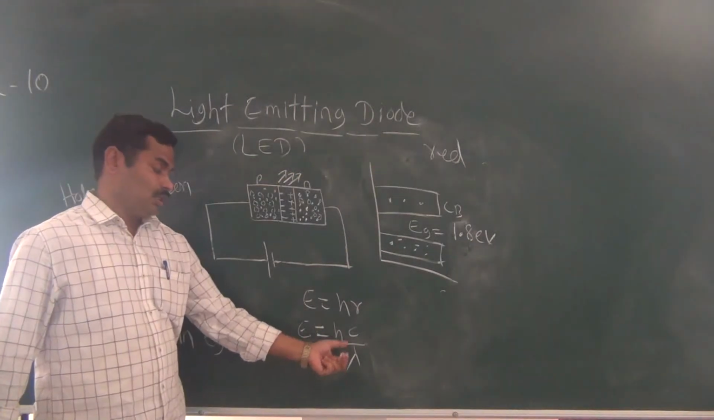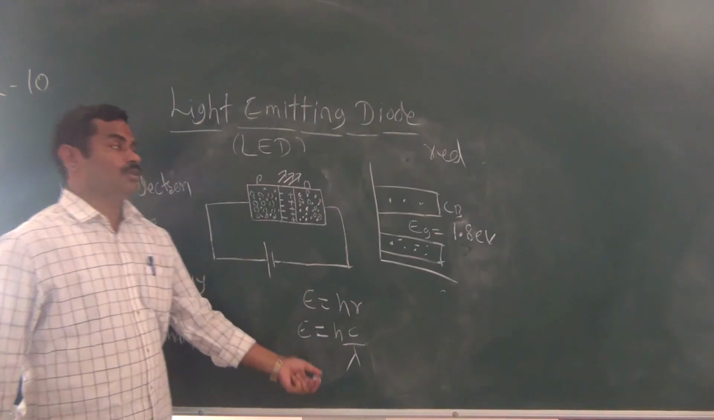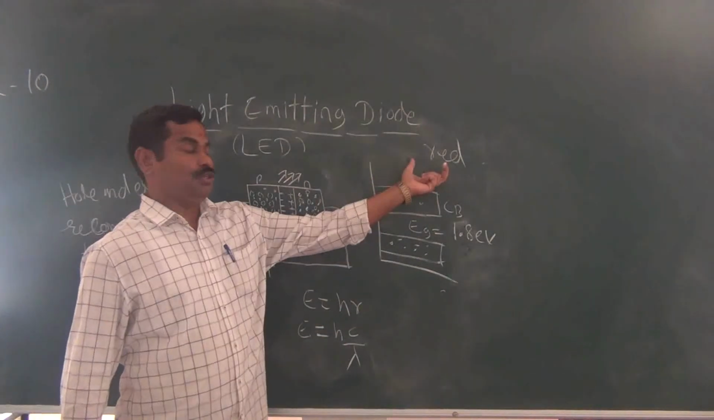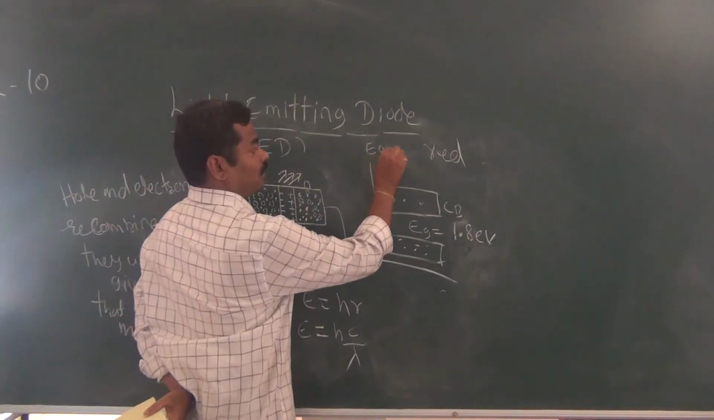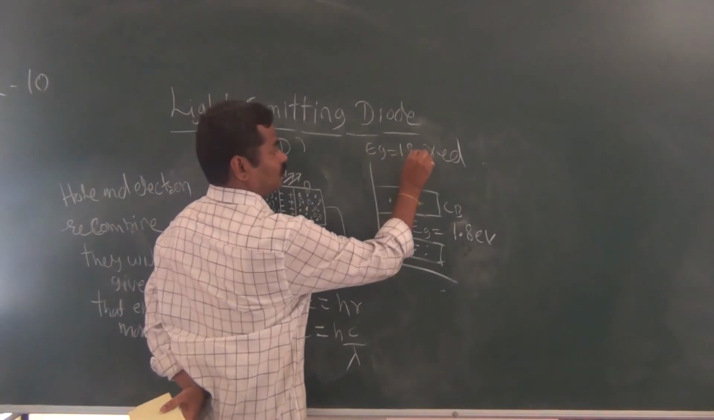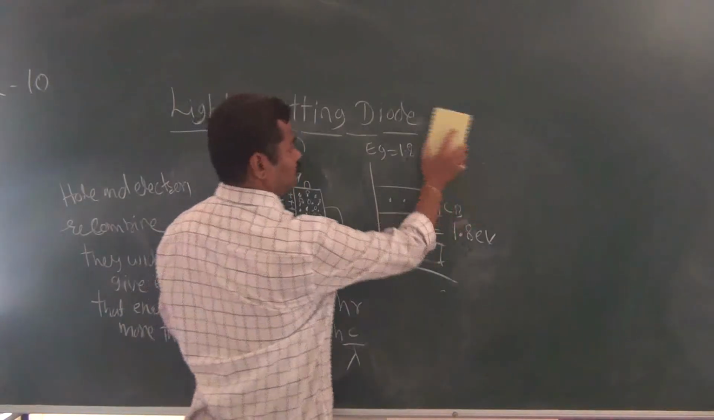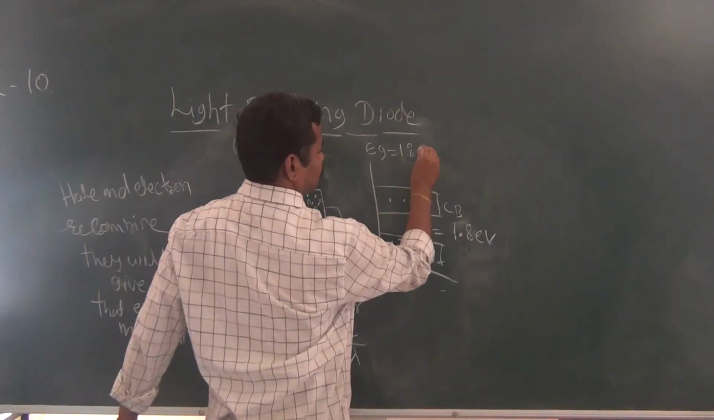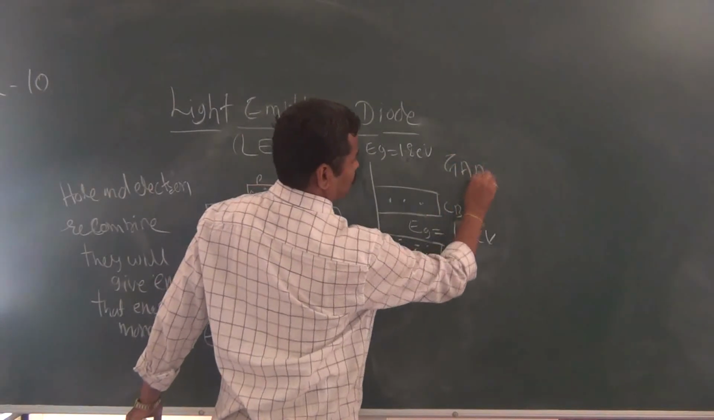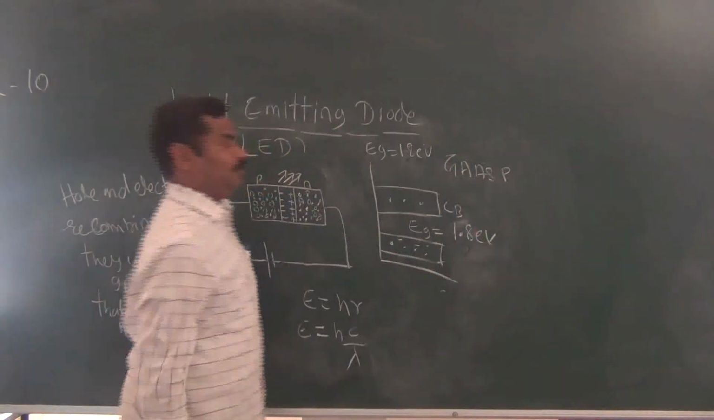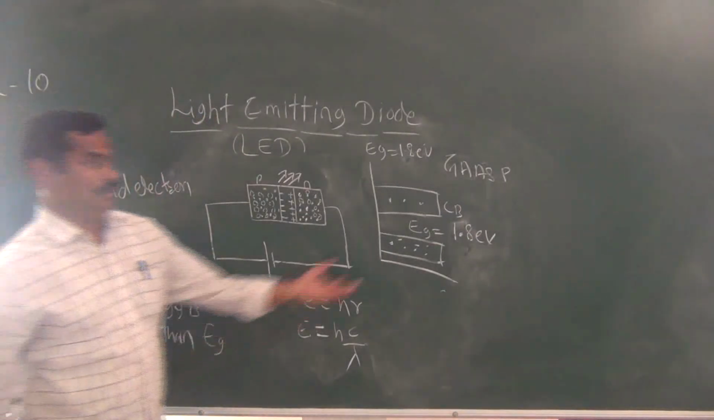And depending upon the wavelength, as you know, when the wavelength is large, we get the red light. It means at nearly Eg of about 1.8 electron volt, we get the red light. That is because of gallium arsenide phosphide. If you use the gallium arsenide phosphide, we get the red light.